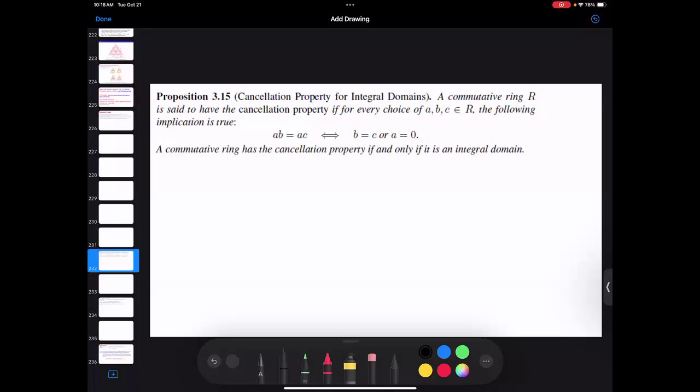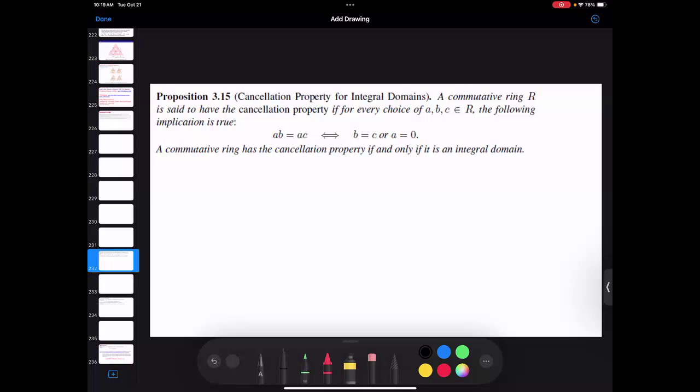So the question is, which properties from the numbers that we're used to continue to hold? We'd love to have the cancellation property. If I have AB equals AC, then either B equals C or A equals 0. And the idea is, well, look, if A doesn't equal 0, let's just multiply by A inverse on both sides. But not every element is invertible.